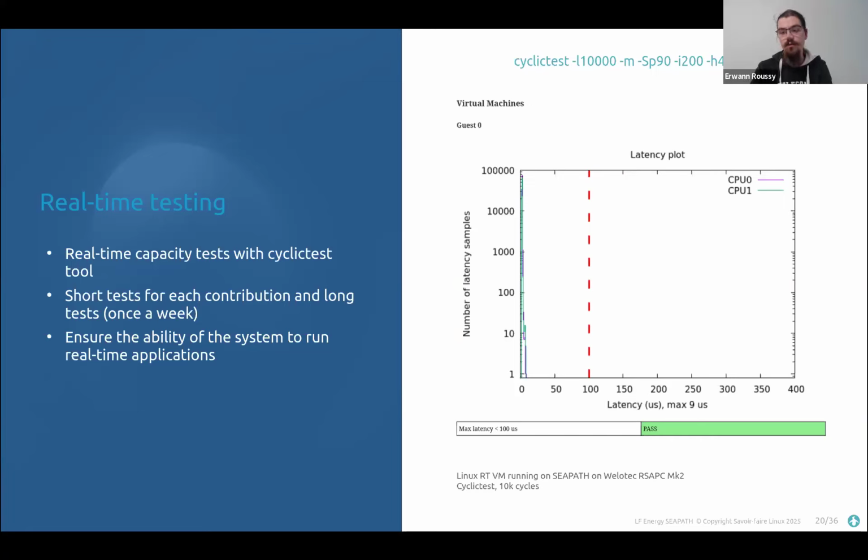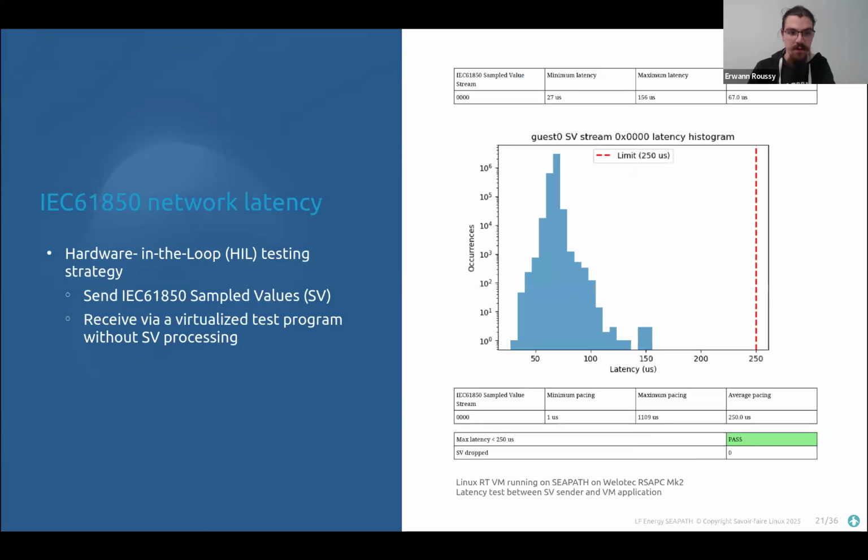This test is run on every pull request on SEAPATH where we have something to modify. We test that the real-time behavior is still correct on a configured SEAPATH machine. We have a hard limit at 100 microseconds that should not be exceeded. If it exceeds, the CI doesn't pass, and you cannot merge your code in SEAPATH.